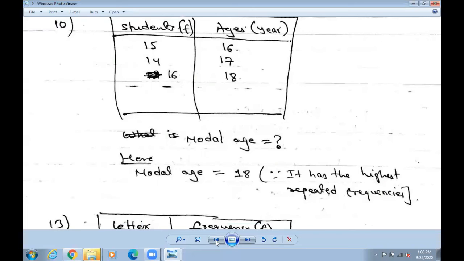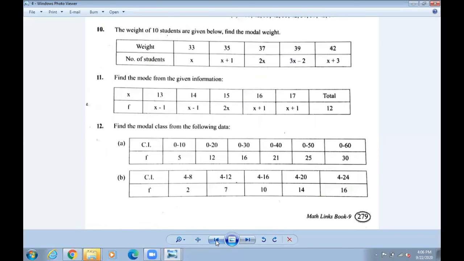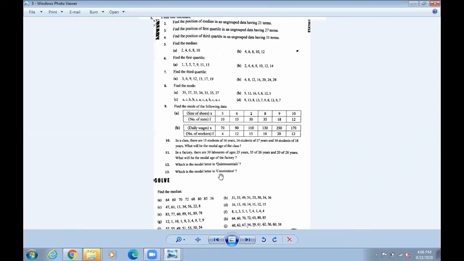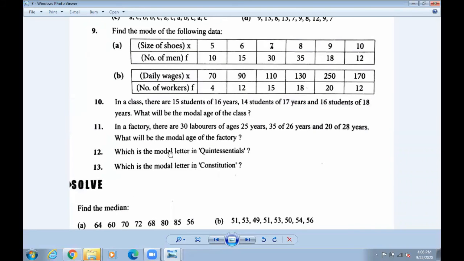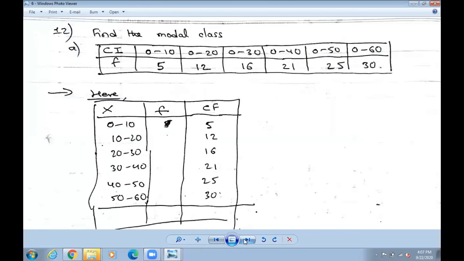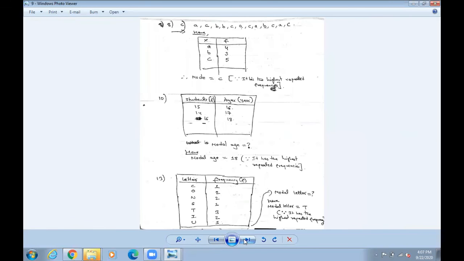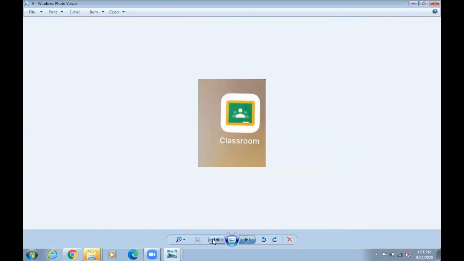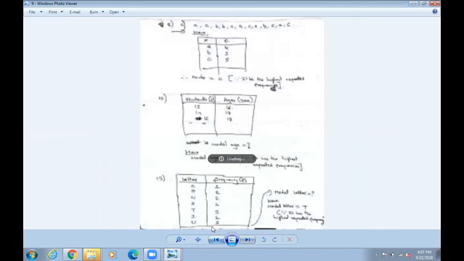Okay, let us go for the last number. Which is the modal letter in this word? Which is the modal letter in constitution? What do you mean by modal letter? Constitution is there, so let us break the letters of this word. Tell me the spelling of constitution.